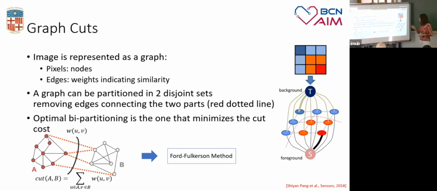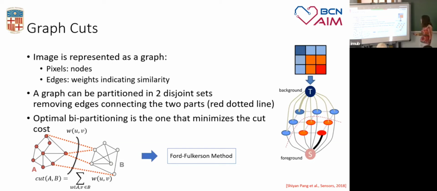Let's first understand a little bit. Again, the image is represented as a graph. The pixels are the nodes, as you can see in the image, it's very clear. On the edges are the weights indicating similarity. As we said, here is the seed, and we see that the weight is very thick because it's very similar. So this is an example. We have to partition into two disjoint sets, background and foreground.